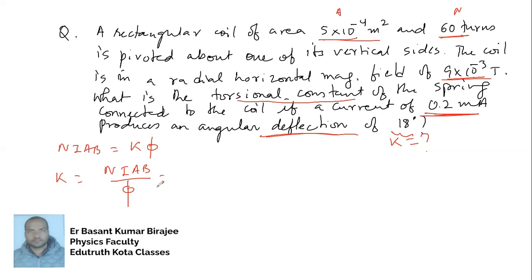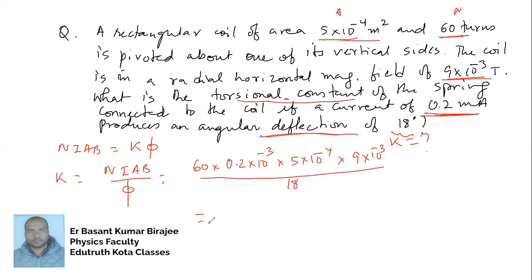You can just put the values now. The number of turns is 60, current is 0.2 milliampere, and it is milli, so write 10 to the power -3, and area is already given, 5 into 10 to the power minus 4 square meter, and the magnetic field is 9 into 10 to the power -3, and this angle phi is 18.